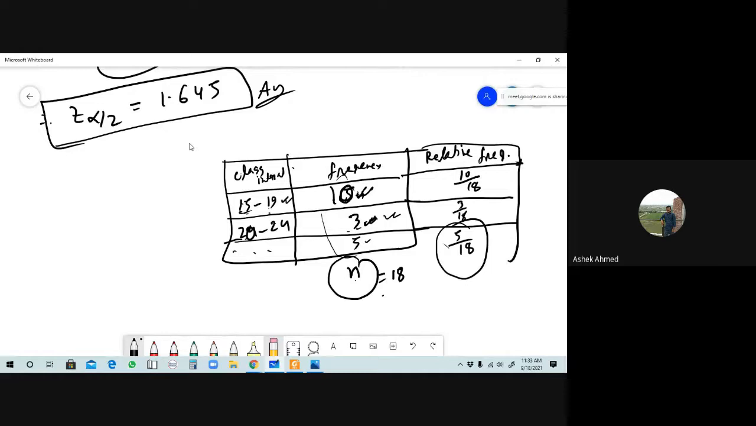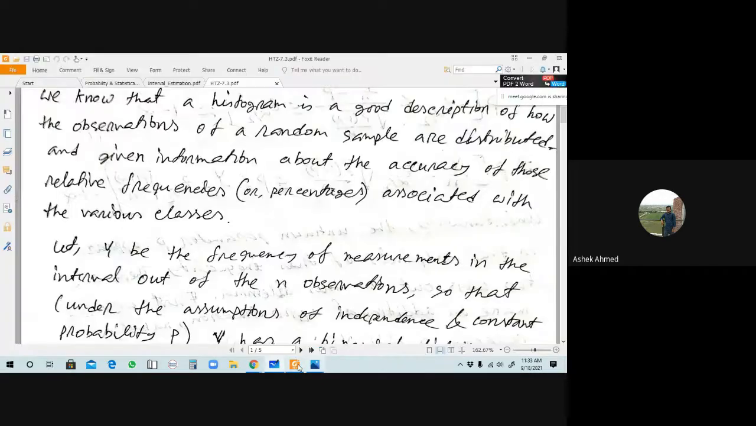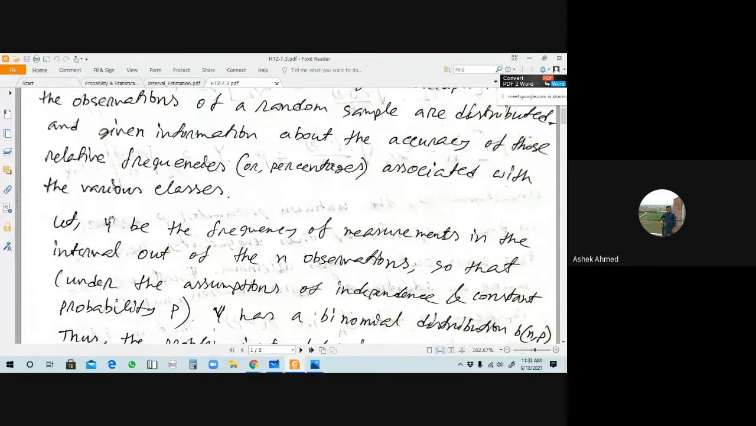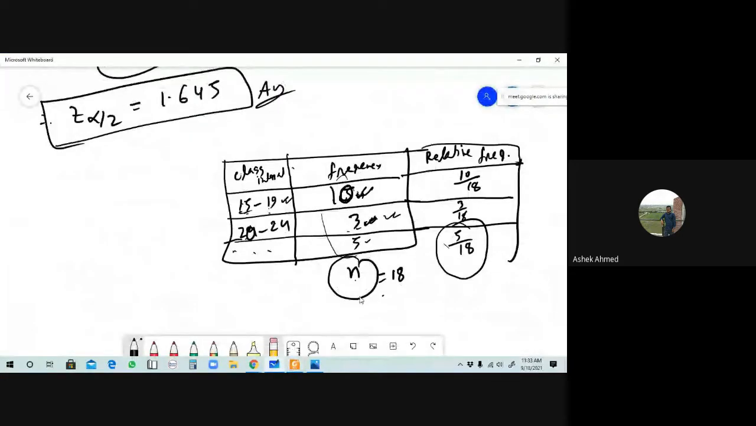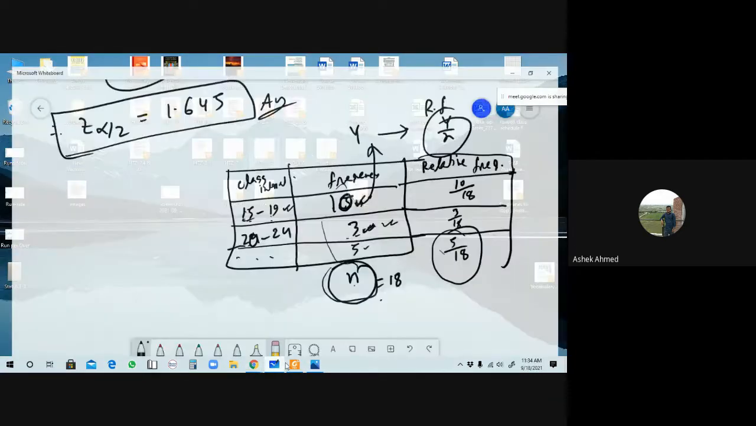I will discuss this concept later. But in this problem, y represents the frequency of a class interval. In that table there are n observations, meaning n number of values. So y is the frequency of that class, and the relative frequency of that class will be y by n. y is the corresponding frequency, so y by n is the relative frequency. That is the given condition.